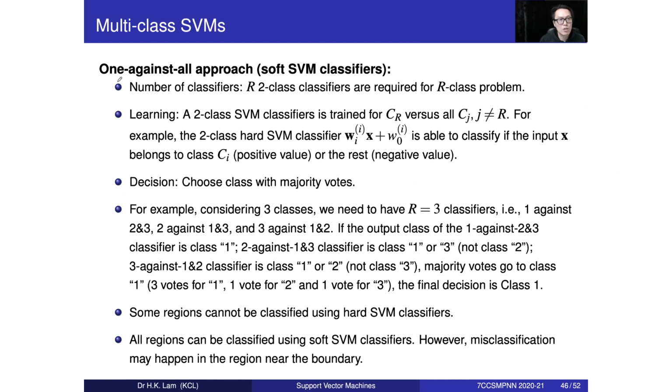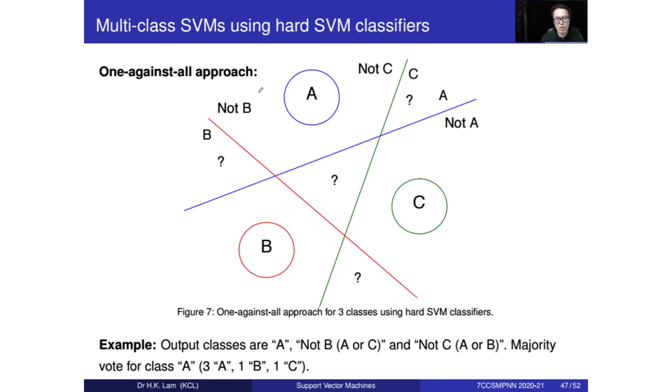Now we are going to talk about the 1 against all approach. If we have R classes, we need to have R SVMs. This scenario is something like that. An example is 3 classes as well.